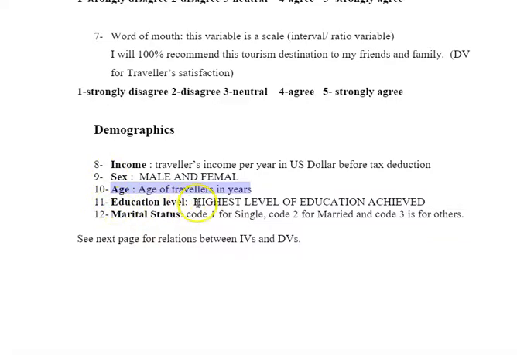So education level is the highest level of education achieved. And marital status, we have code 1 for single, code 2 for married, and 3 is for others. Okay, so we just have 3 codes here. The main reason we decided to have this is because we had fewer from other categories, and to make them kind of equal, we put all those others into one category called three. Okay.